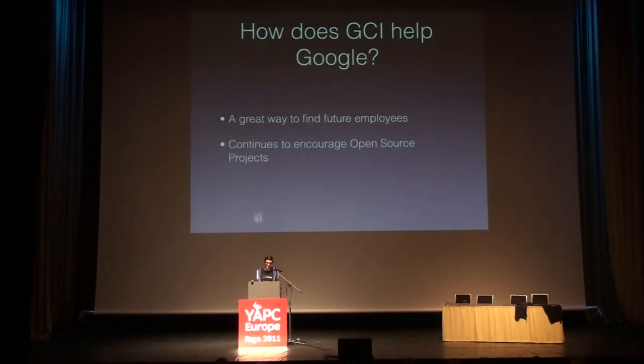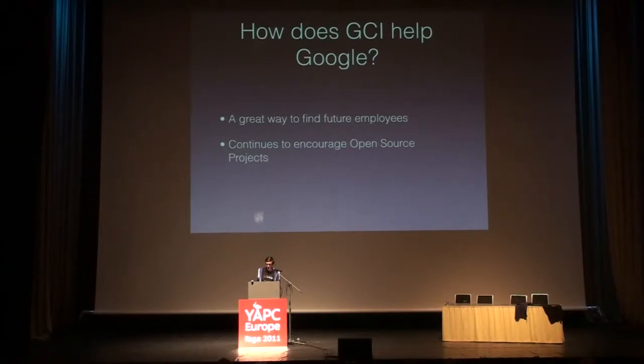And then, of course, it has to help Google because they're paying for all this. It's a great way to find future employees because the tasks have various difficulty, and the more tasks you complete, the more points you get, and the harder the tasks are, the more points you get. And then the top 10 students get a trip to Mountain View in California and basically get to meet all the Google executives, and then they can see if they want to employ any of them in the future.